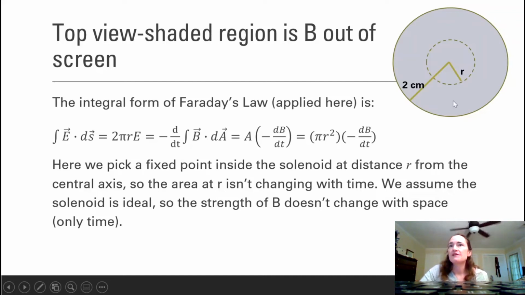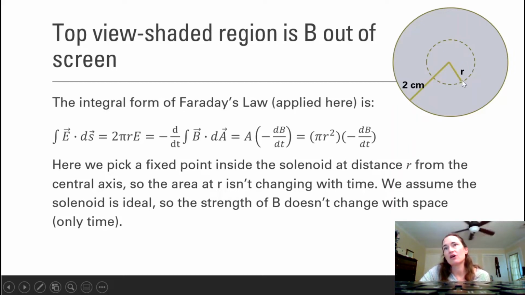Now, here's another point. If I pick a fixed point inside the solenoid and don't change it, then the dA shouldn't change with time, okay? Also, if I pick a fixed point inside and don't change it, then I know what the integral of dA is going to be. It's just going to be pi r squared, which is the area of a circle. Not very interesting, but easy to do. Okay, so that means that my negative d dt of the integral of B dot dA I could write as just my area, pi r squared, times minus dB dt. All right? Way to go me. Okay, so that's my whole right-hand side.